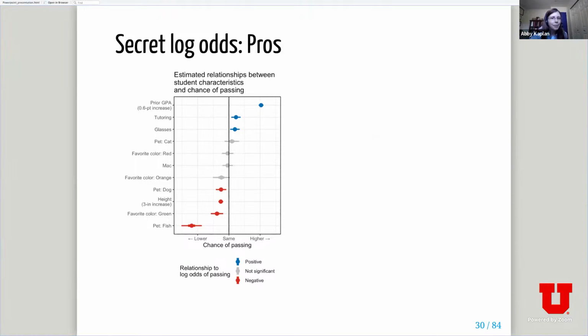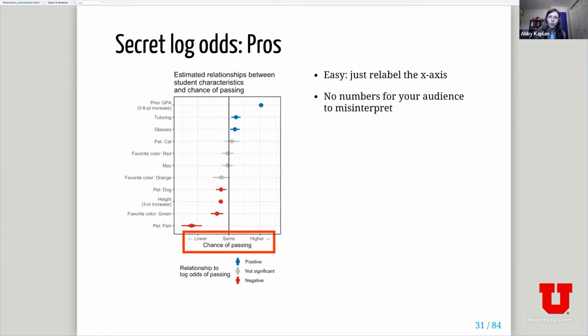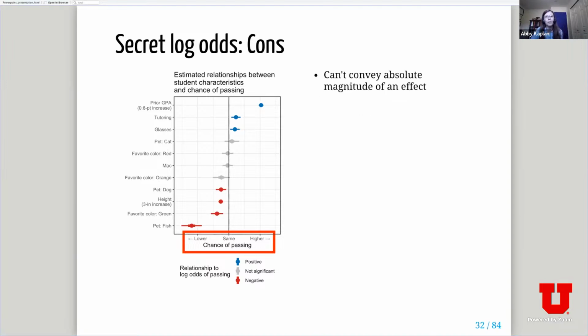So the nice thing about this is it is very easy to do. The only thing we did was relabel the x-axis with words. And there is no chance that your audience is going to misinterpret the numbers because there aren't any numbers. The problem, of course, is that we're not conveying the absolute magnitude of the effect. We're saying which things are positive, which are negative, and which parameters have a larger coefficient than which other parameters. That's about it. Also, we aren't giving any numbers, and if your audience wants numbers, then this is a problem.